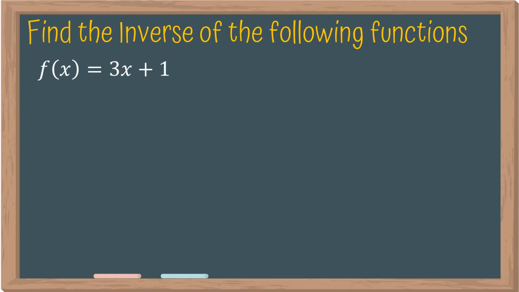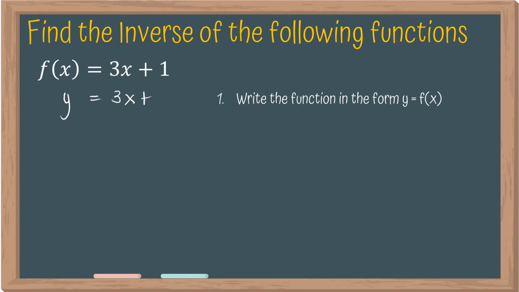So we have here f of x is equal to 3x plus 1. For our first step, we're going to write a function in the form y is equal to f of x. So we're going to replace f of x by y. So we will have y is equal to 3x plus 1. Second step, we're going to interchange the x and y variables. So pagpapalitin natin yung x and y. Lahat ng x, gagawin nating variable y, and lahat ng variable y, gagawin nating variable x. Doing that, we will have x is equal to 3y plus 1.